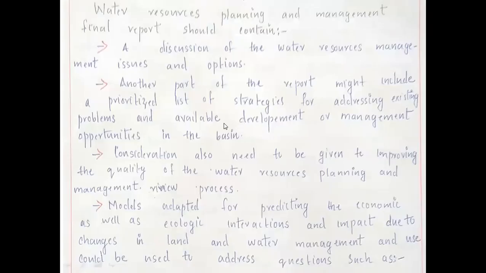Okay, so finally, the water resource planning and management final report. The final report should contain all these parameters. There should be a discussion of water resource management issues. That means the problem should be discussed, and then there is a list of strategies or plans made in order to address the problems. So here all the plans are made, the list of strategies, and the working plan. And after making the working plan, there is a need for improving the quality of the water resource.